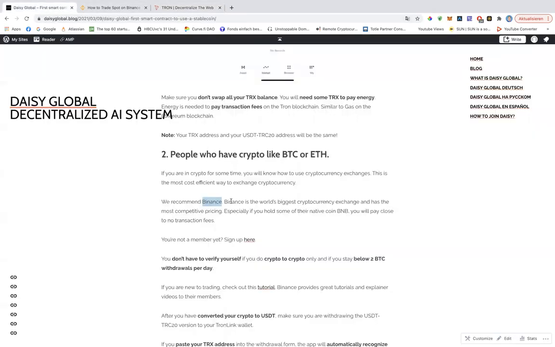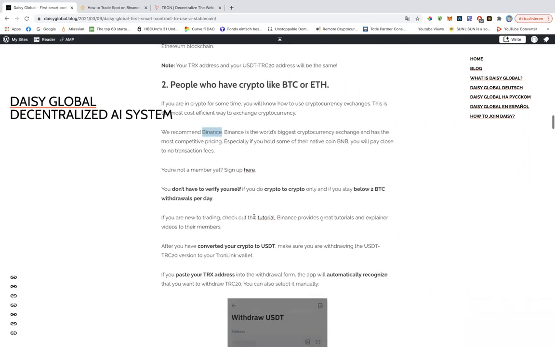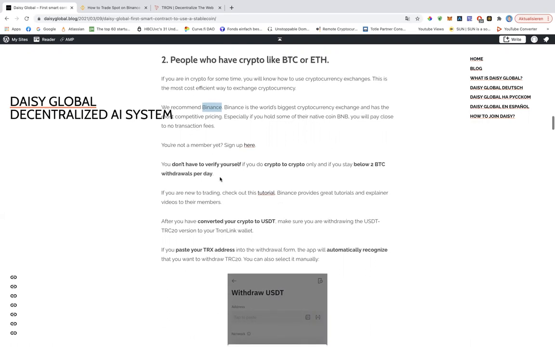We recommend Binance because that's the biggest cryptocurrency exchange in the world, and it has probably the most competitive pricing as far as exchange fees. Especially if you hold some of their native coin, BNB, you will pay very low exchange fees, okay? If you are not a member on Binance, just click here and get the app or sign up on your desktop. This is not a referral link, okay? Just hit it and do the sign up.